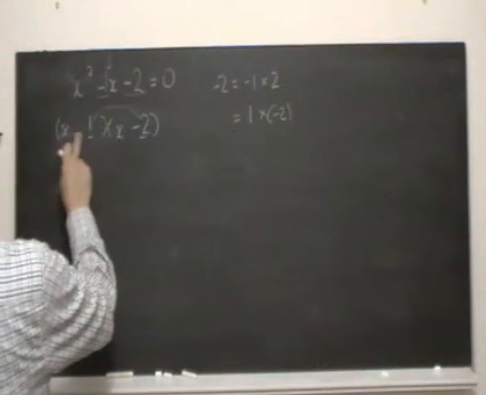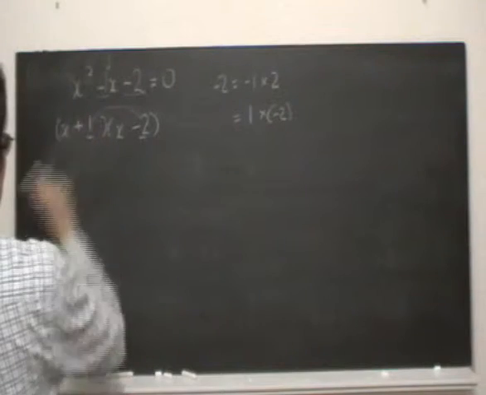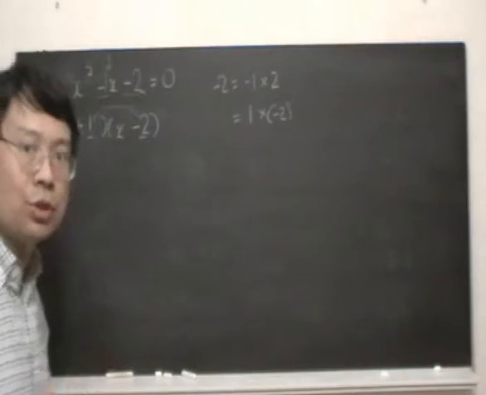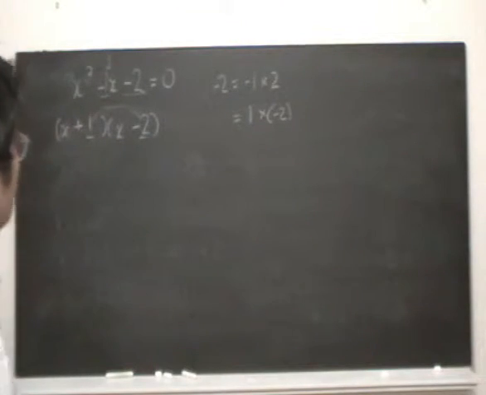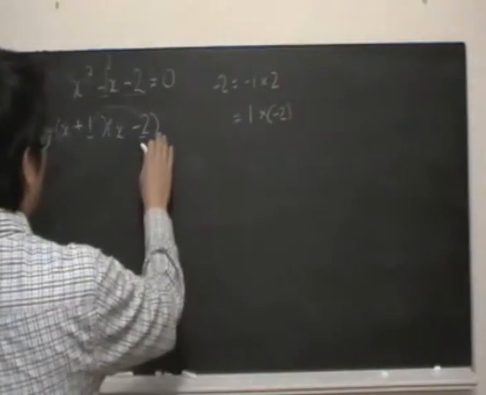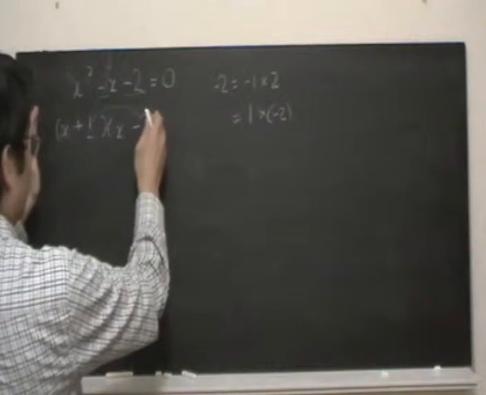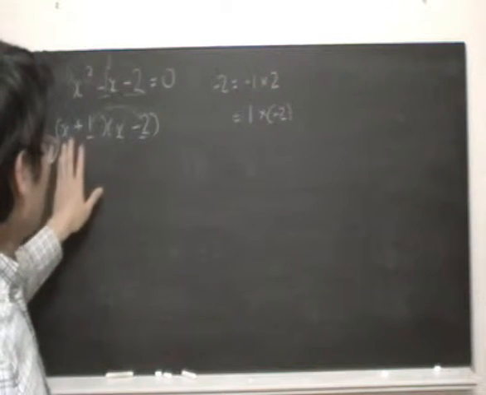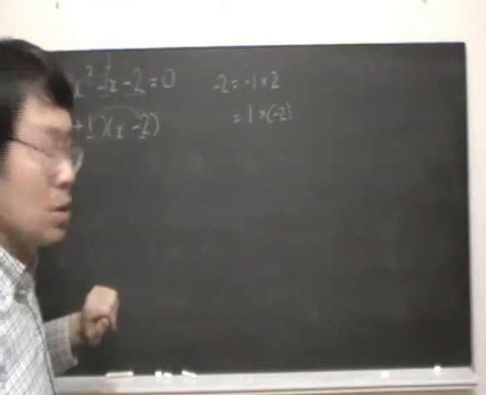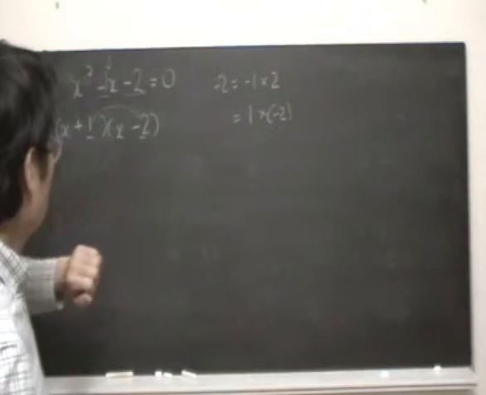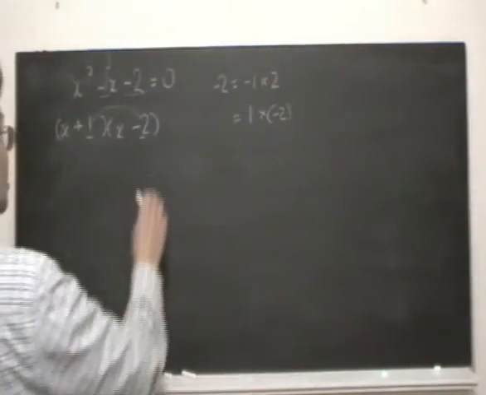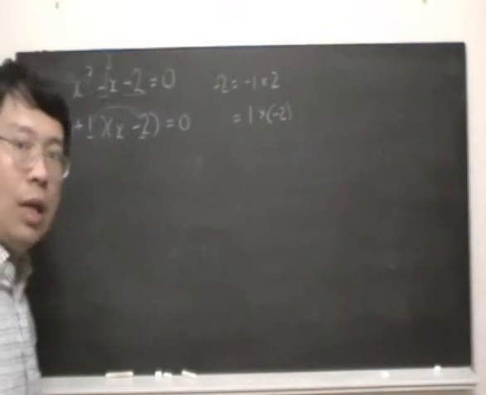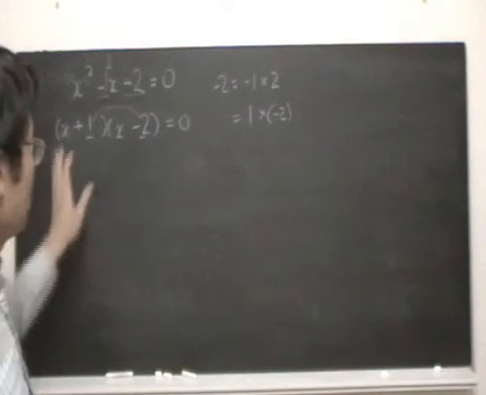So the number is added to the x, so we have x plus 1 here, and here we have x plus -2, which is just the same as x minus 2. And then, since we have the two brackets now, these are the factors of the left hand side. So that means that this product is the same as the left hand side, and the right hand side is equal to 0. What we have now is the factorization.